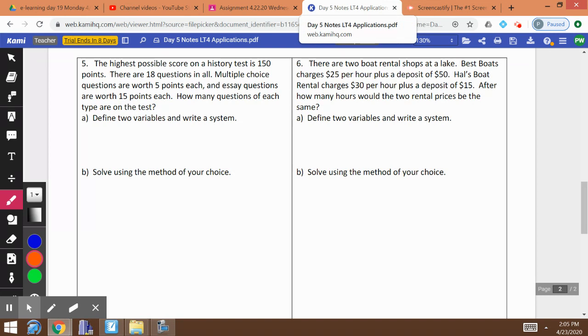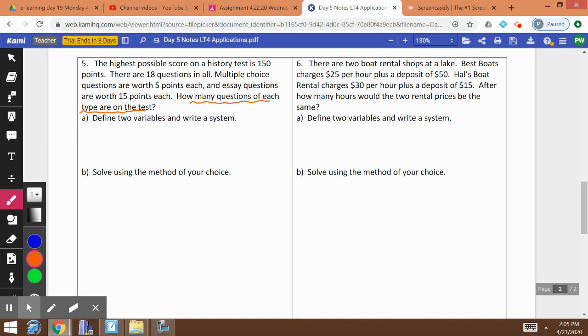Highest possible score on a history test is 150 points. There are 18 questions in all. Multiple choice questions are worth 5 points each. Essay questions are 15 points each. How many questions of each type are on the test? So again, that question at the end is one of the most important things.